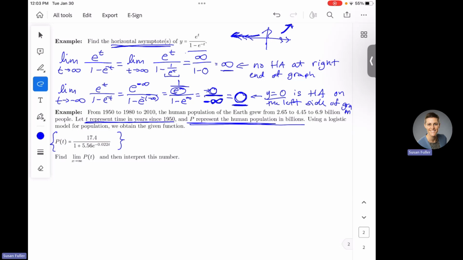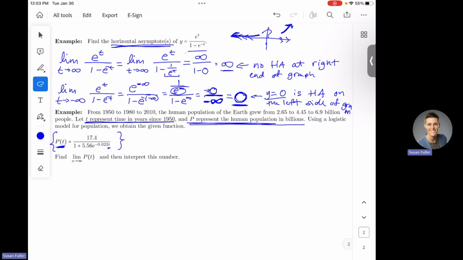And so this function represents the human population. So P of T here is the human population in billions. And again, T here is the time in years.